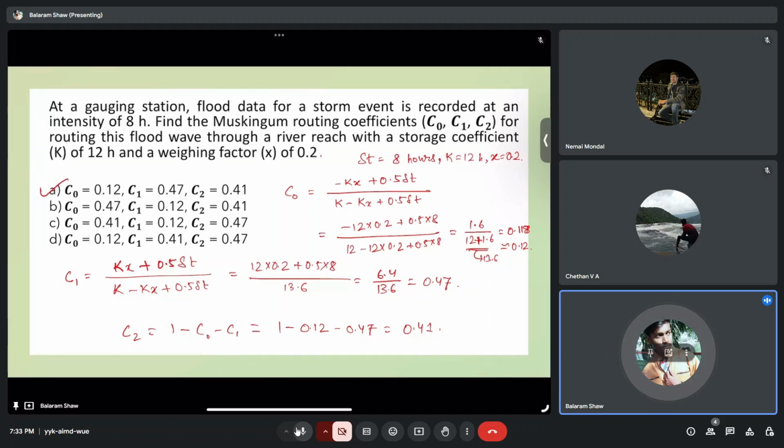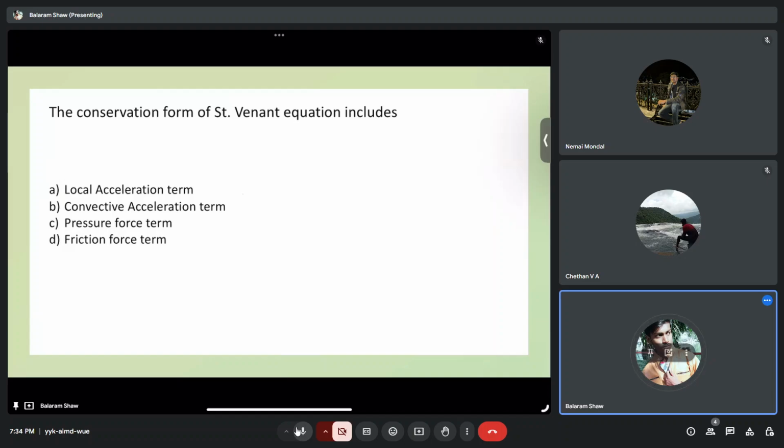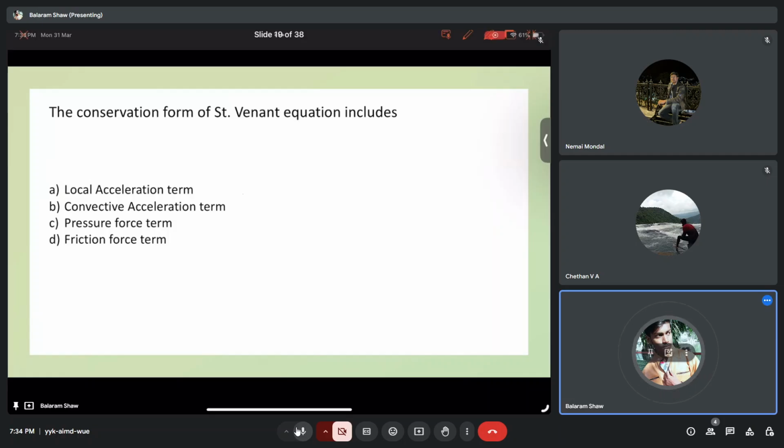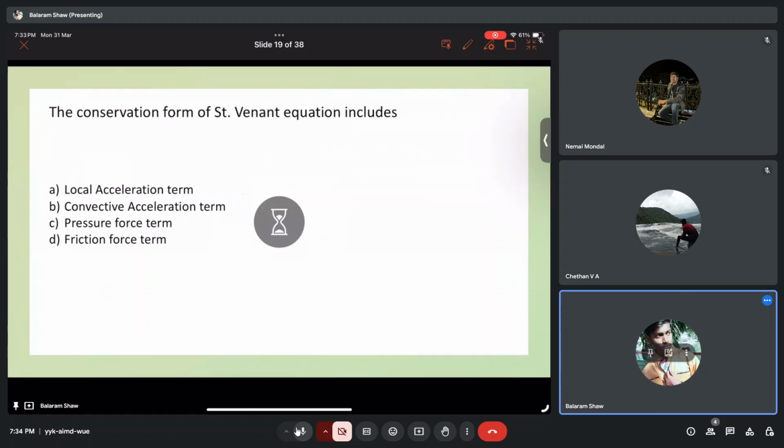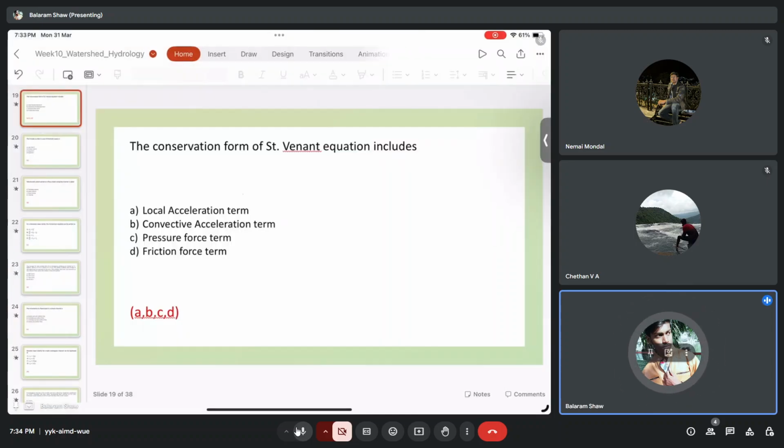I hope this is clear, because this is simply putting in the equation and then getting the values. Okay, we'll move to the next question. The conservation form of Saint Venant equation includes. So for that we need the kinematic equation. Okay, we'll go to the next part, that is the hydraulic channel routing.